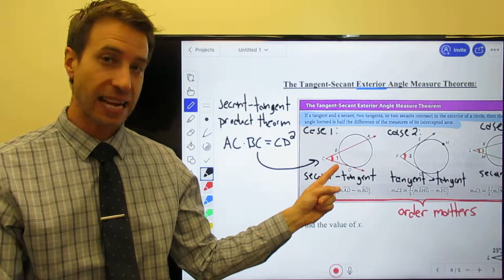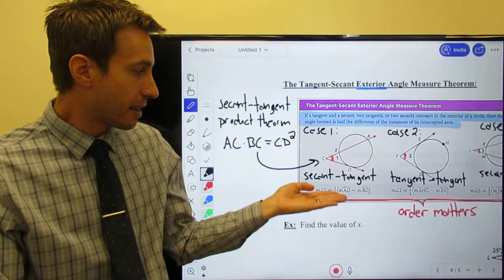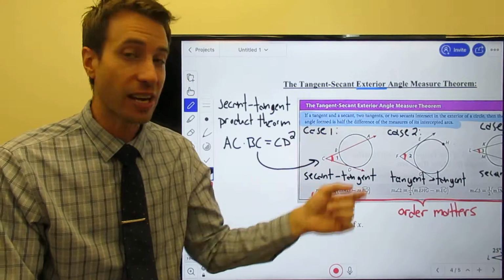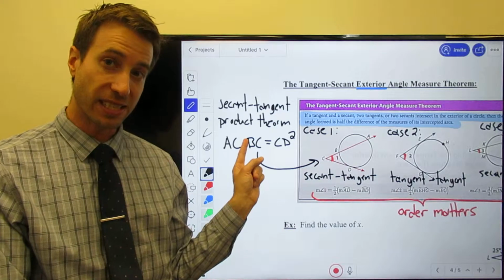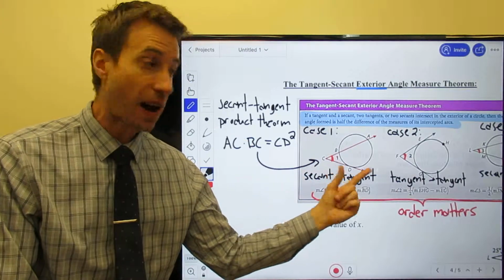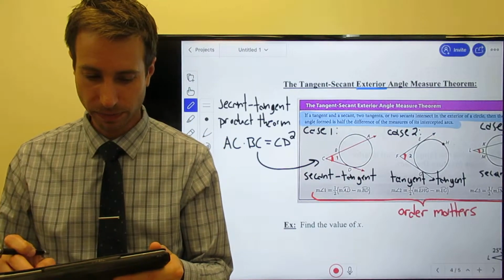Or I give you the exact same diagram and ask you to find the circumscribed angle. Okay, fine. Then you will use the secant tangent exterior angle measure theorem. So there are two different theorems: one to find a missing segment, one to find the missing angle measure. Check this out.